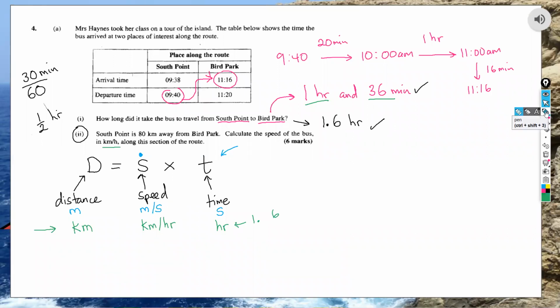So do you think you all could calculate the speed for me now? Because we know the distance is 80 kilometers. We're trying to find the speed, and we know the time is 1.6. This is a simple transposing question. We want to solve for S, so throw across the multiply to the other side, and it becomes what? A divide. Kindly send your answer on the chat.